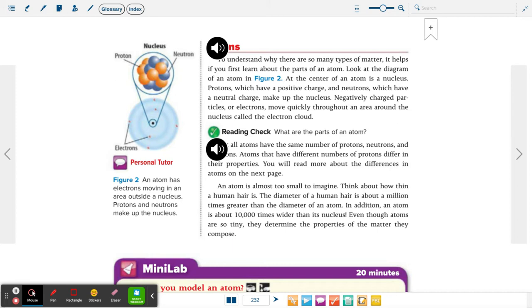An atom is almost too small to imagine. Think about how thin a human hair is. The diameter of a human hair is about 1,000,000 times greater than the diameter of an atom. In addition, an atom is about 10,000 times wider than its nucleus. Even though atoms are so tiny, they determine the properties of the matter they compose.